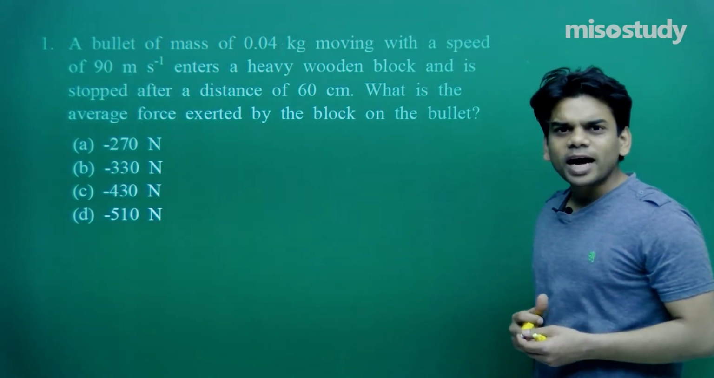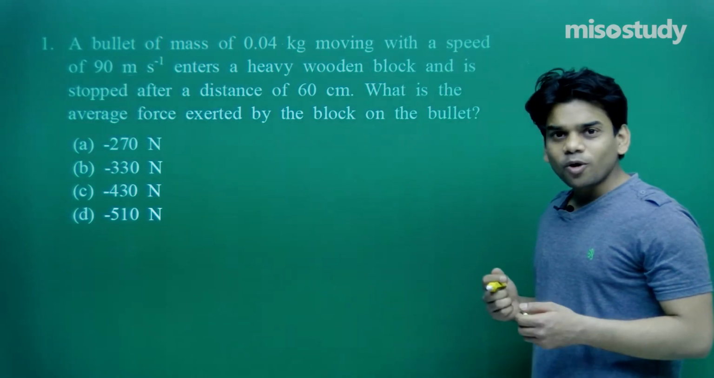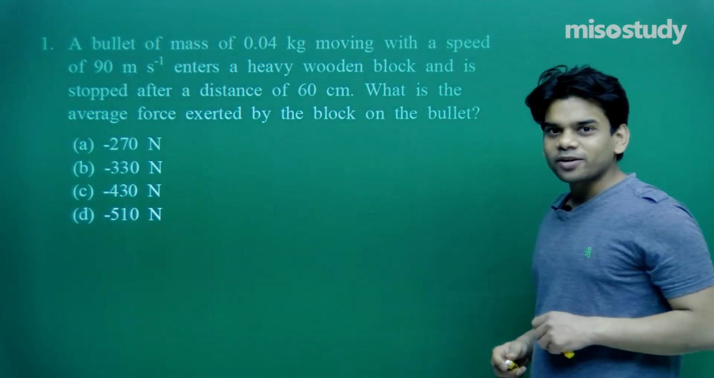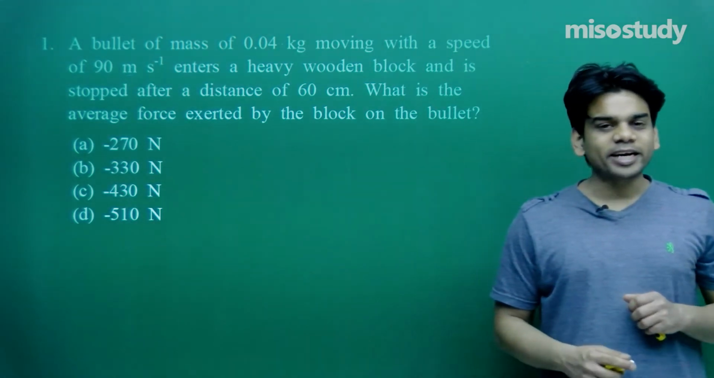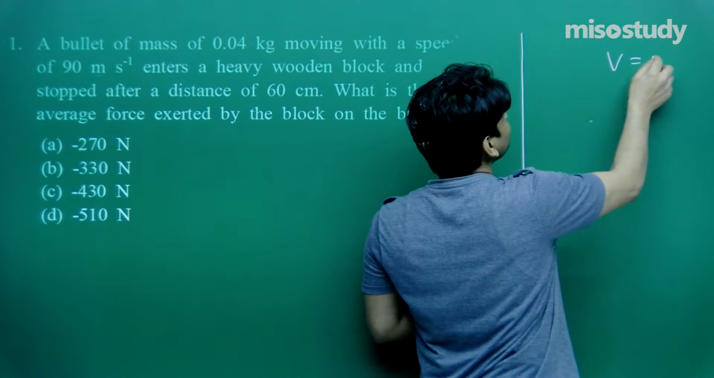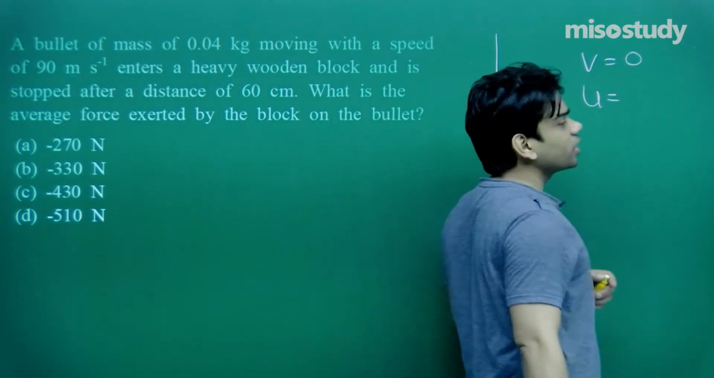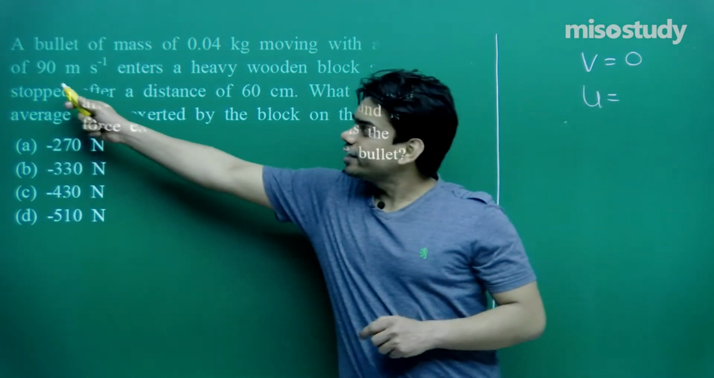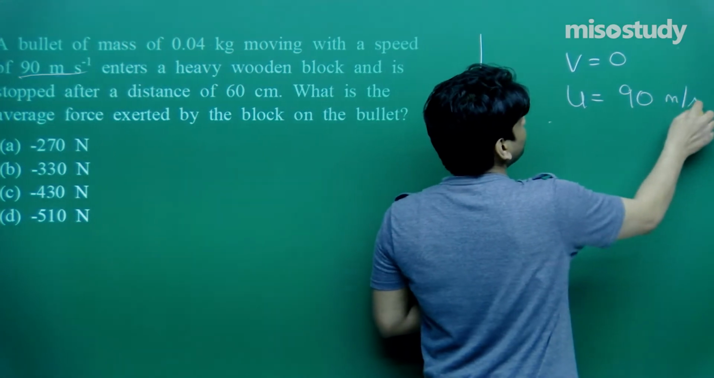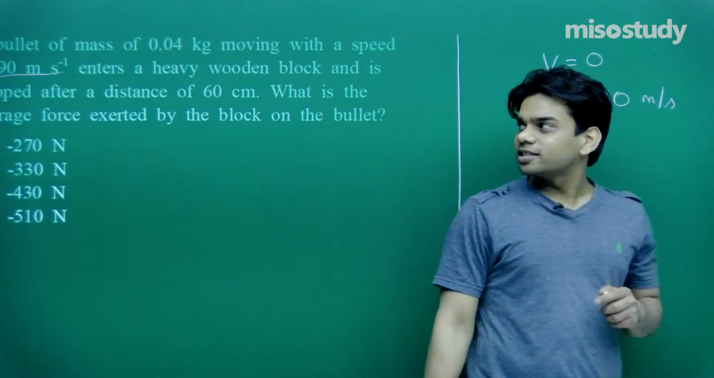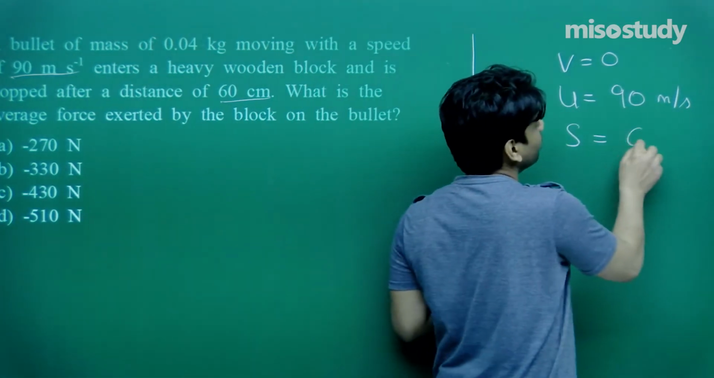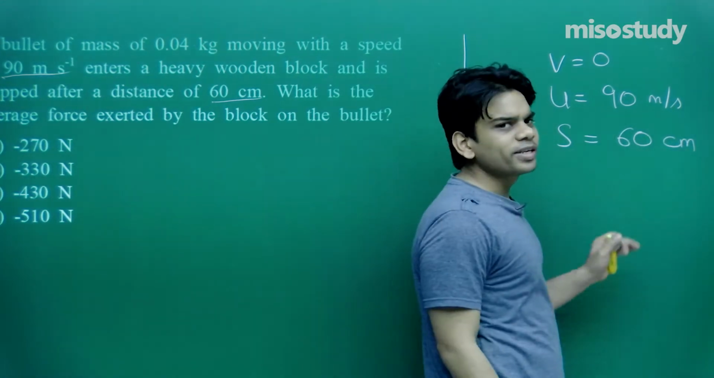Now see, we know that force equal to mass into acceleration. The wooden block is going to exert a force on the bullet along the opposite direction. So let's write down the deceleration that will be created on the bullet due to the wooden block. Its final velocity is 0, its initial velocity is 90 meter per second. The distance that it has covered within the wooden block is 60 centimeter, which can be written as 0.6 meters.